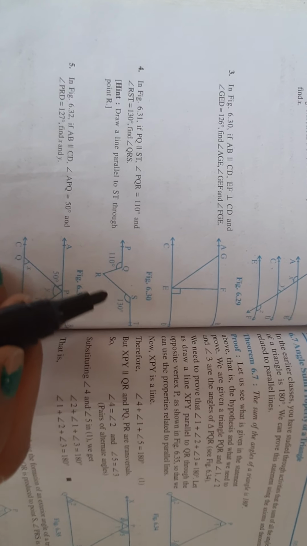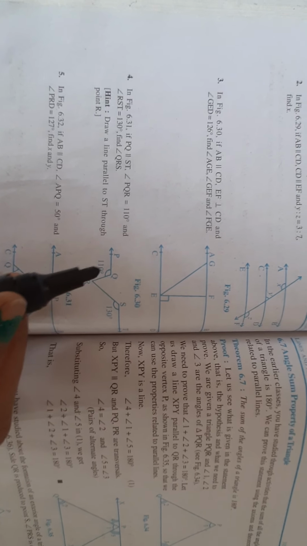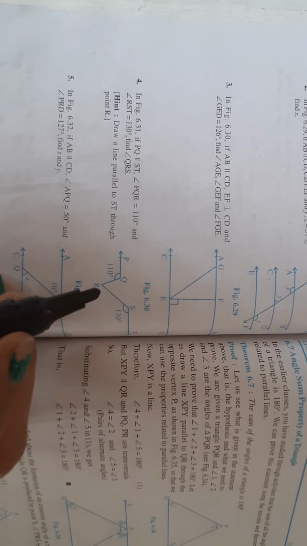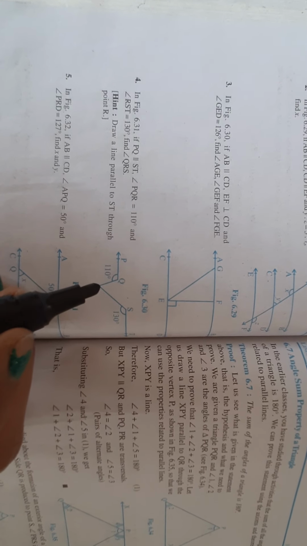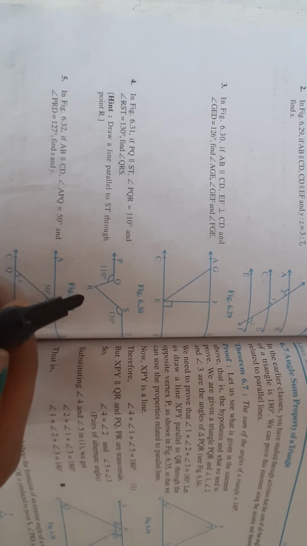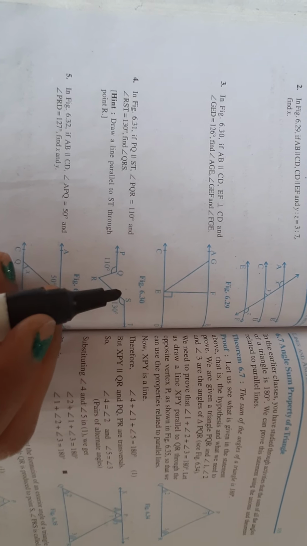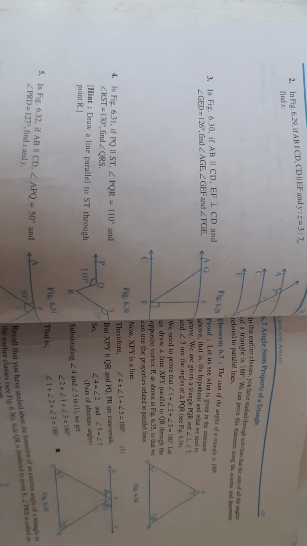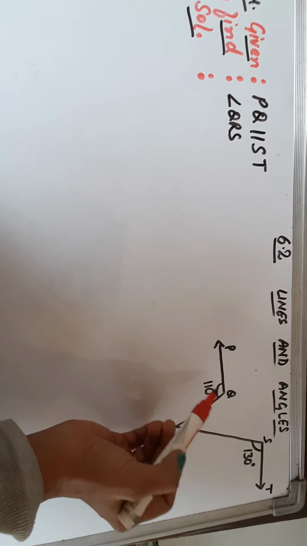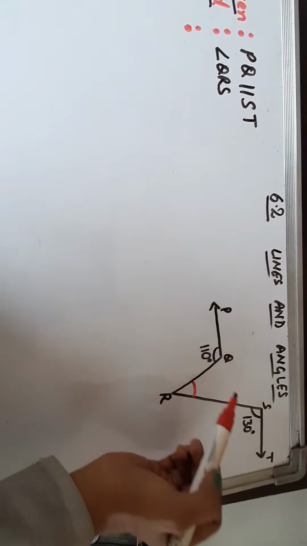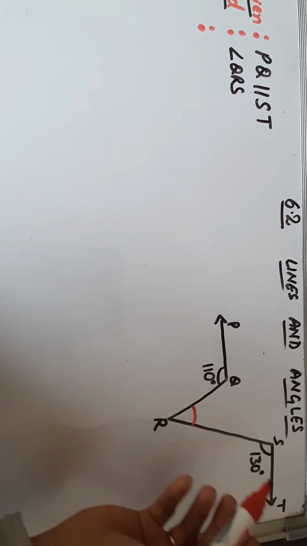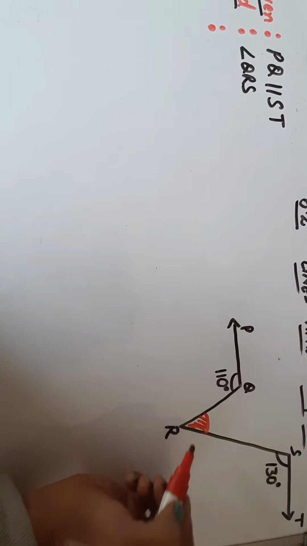Now to solve this question, we will draw a line passing through point R and parallel to PQ. If it is parallel to PQ, it will be parallel to ST also, because these two lines are parallel. So let us draw a line parallel to the given lines. PQ is parallel to ST, these two angles are given to us, and we have to find out this angle.